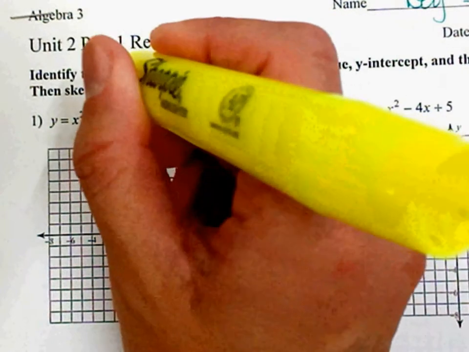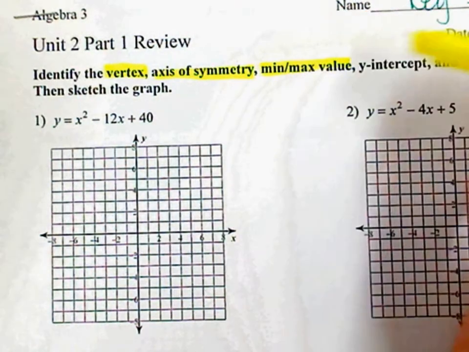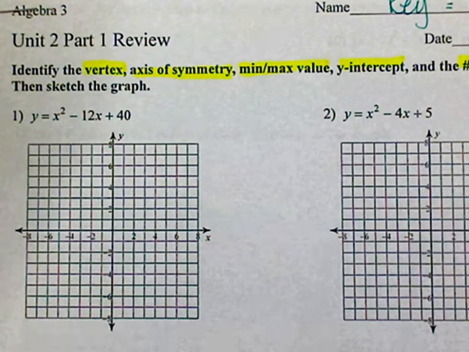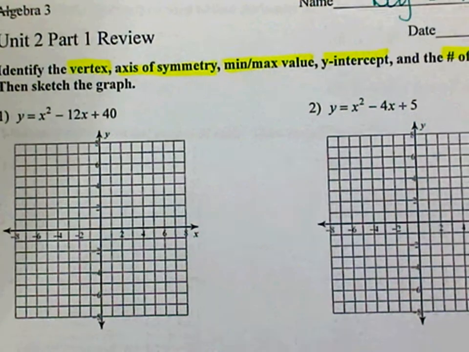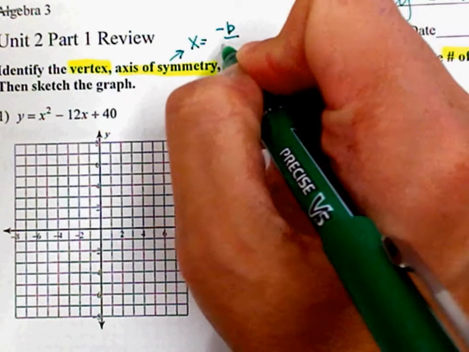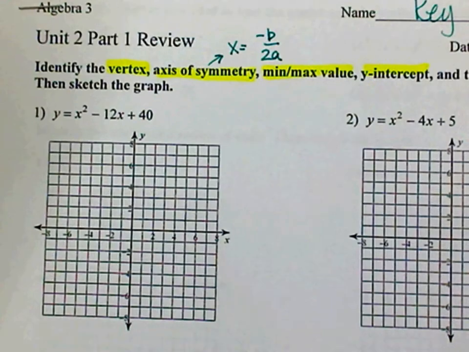It says, identify the vertex, the axis of symmetry, minimum and maximum value, the y-intercept, and the number of roots. So, the formula for axis of symmetry is x equals -b over 2a. That is the formula for your axis of symmetry. So if you forget, you might want to write that down, okay? And I'm going to kind of talk to you about what's on the test and what I would want and all that. So make sure you pay attention.